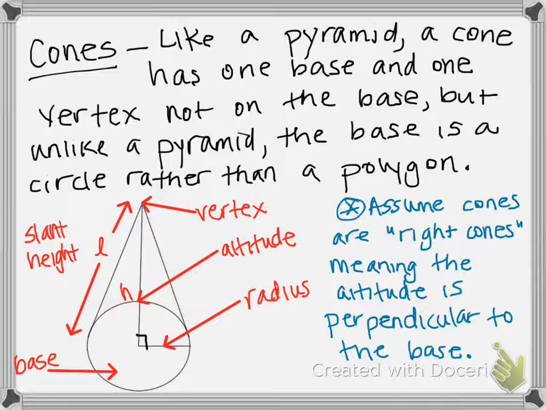So assume cones are right cones, meaning that the altitude is perpendicular to the base. There is such a thing as a cone that's not right, but we're not going to be using those in this class. It's kind of similar to the video with cylinders. You had right cylinders and oblique cylinders that can kind of be tilting in one direction. It would be the same thing with the cones. If it's standing straight up, it's a right cone. If it's tilting to one side, it's not a right cone. But again, you will not have those in this class.